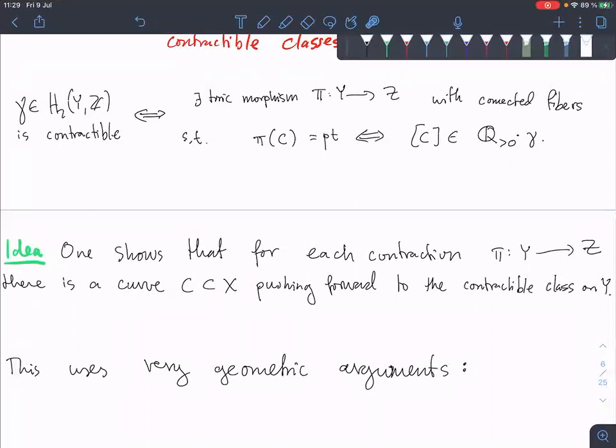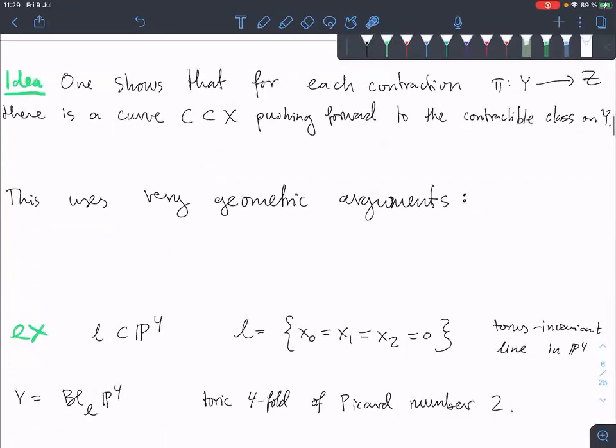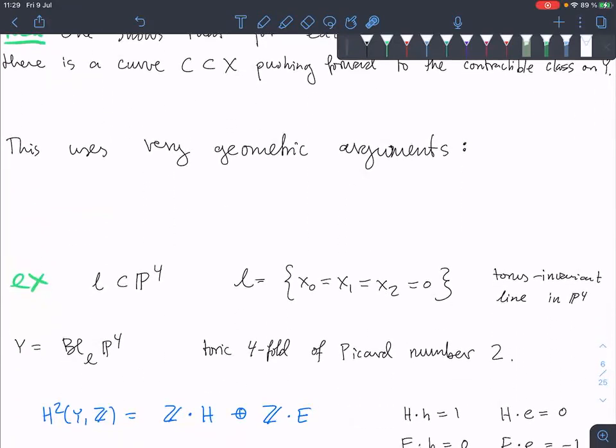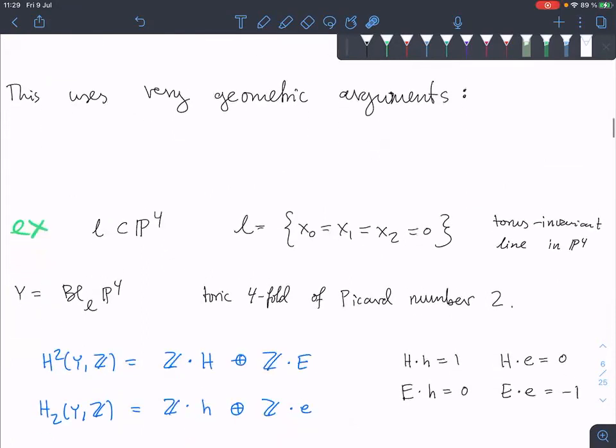So the idea is that for each contraction of this toric fourfold, there should be a curve on X that pushes forward to the corresponding contractible class. So at least that's something a little bit more geometric. We can interpret the classes in H2 as classes that can get contracted by some morphism, and we need to show that some of those curves actually lie on X. The proof here is very nice and geometric, so let me explain it in one example.